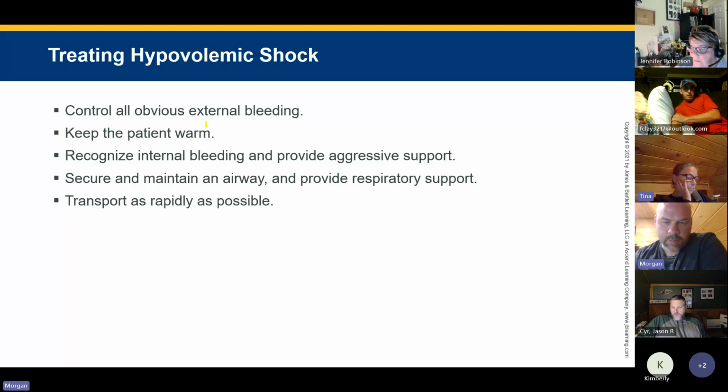What about the abdomen? What does the abdomen do if there's blood in there? Distended, becomes rigid. Yep. They'll look shocky, and you don't know why. Transport as rapidly as possible. You can put them in a position like Trendelenburg's, keep them warm.